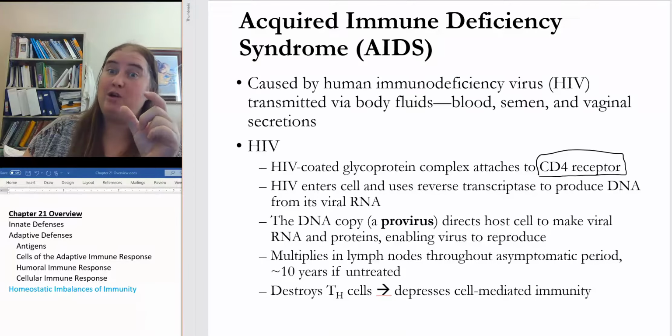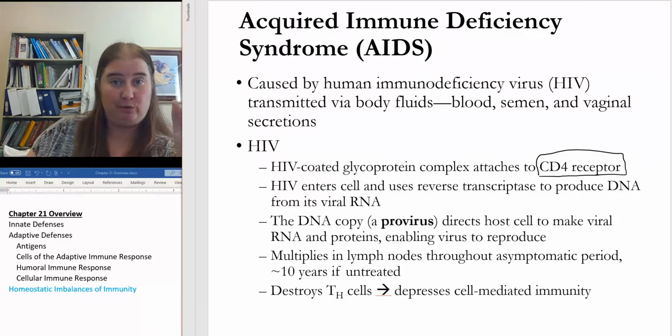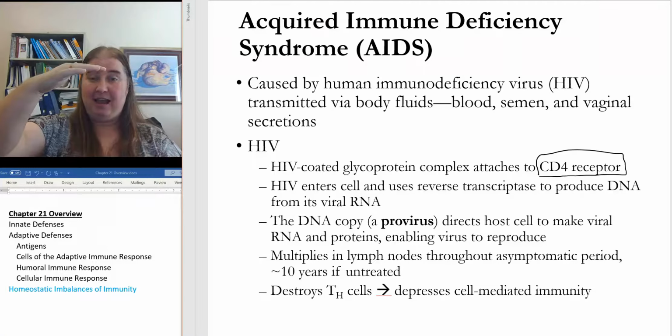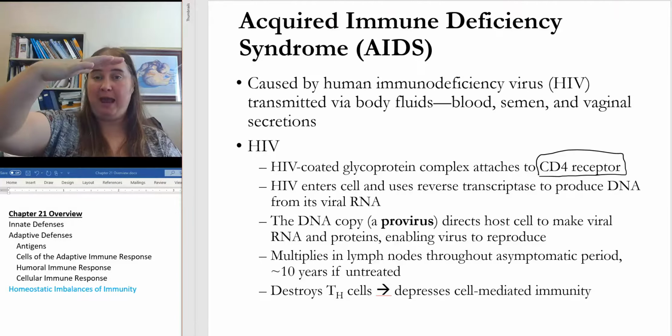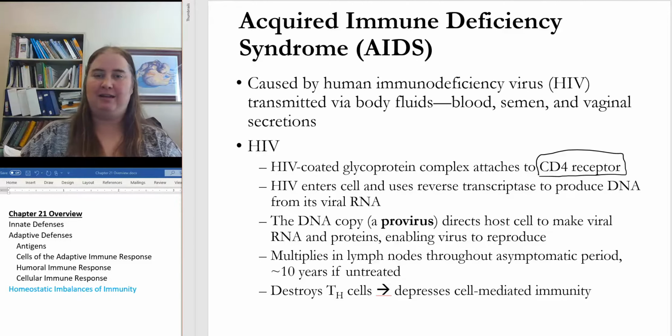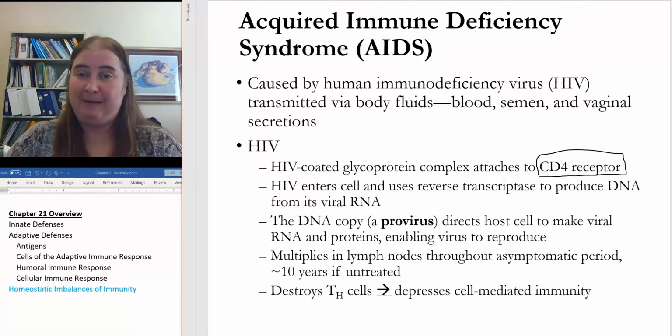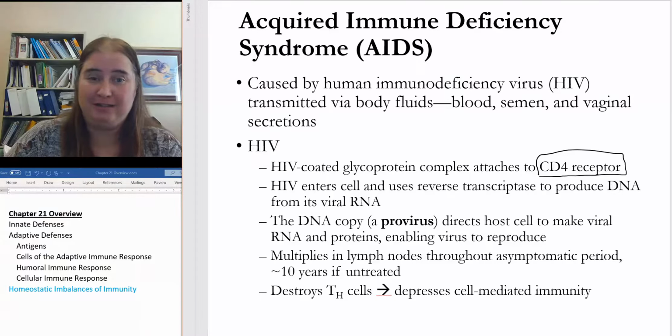Okay? And we know that DNA directs proteins, right? Okay, because DNA becomes a messenger RNA, which becomes a protein. Okay? So virus injects RNA, hijacks machinery to make DNA, okay, and then says, okay, host, go ahead, use that DNA as a template. Okay, this is called a provirus. So that DNA copy, okay, essentially directs the host to make more viral RNA and proteins. And this is how that virus replicates or reproduces inside of a cell.